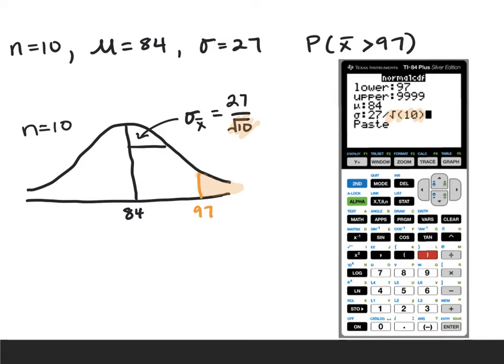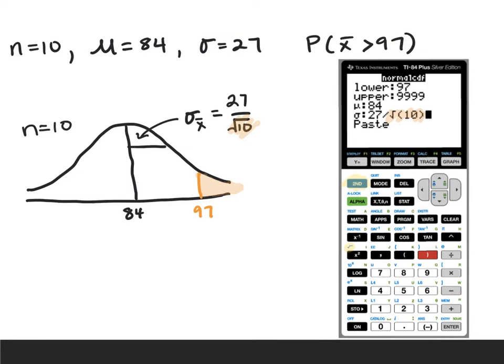My mean is still 84, but the standard deviation of the curve that I'm looking for is this standard error, which is 27 over the square root of 10. And I can just put in 27 divided by, to get the square root, you want to do second and then the x squared button. That's going to get your square root symbol for you.